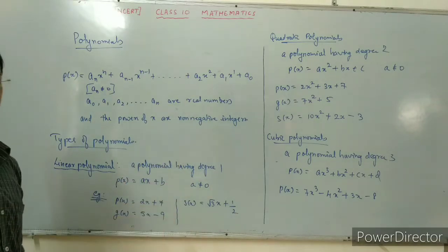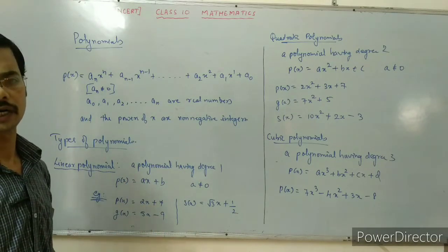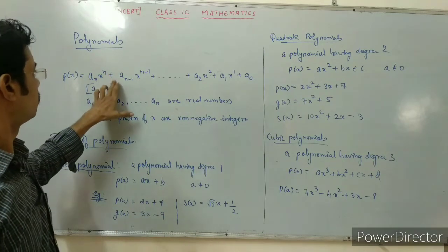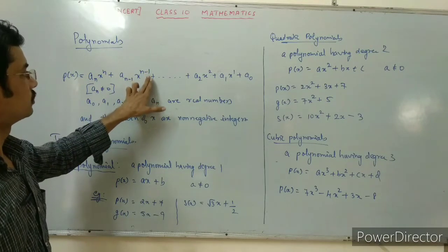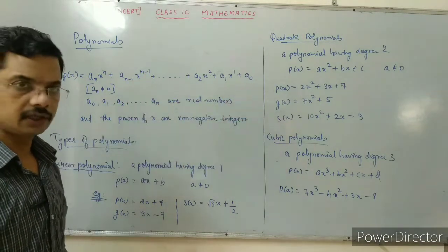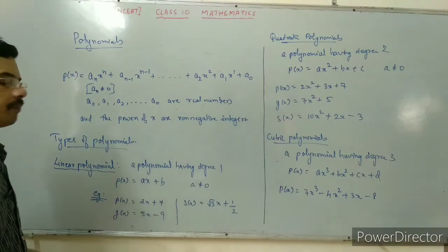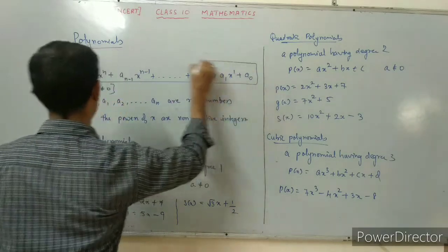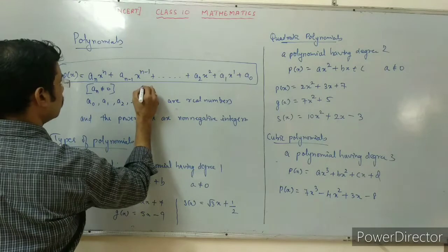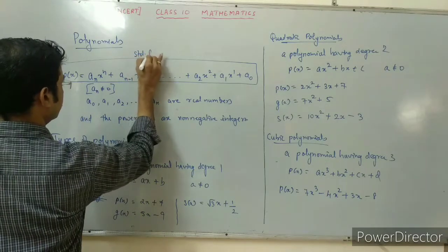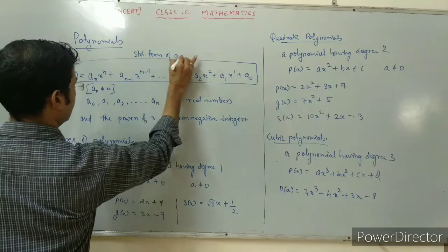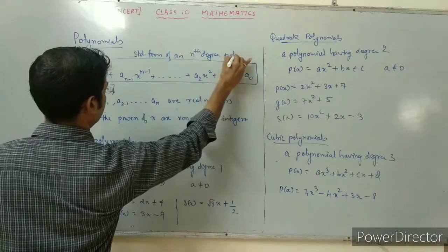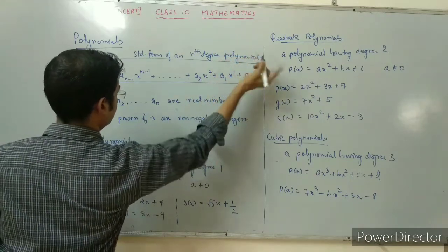We have some more, like say for example 4th degree polynomial is also called a biquadratic polynomial or 4th degree polynomial. In general, a_n x raised to n plus a_(n-1) x raised to n minus 1 plus up to say a0 will be the standard form. This thing will be the standard form of an nth degree polynomial in x.